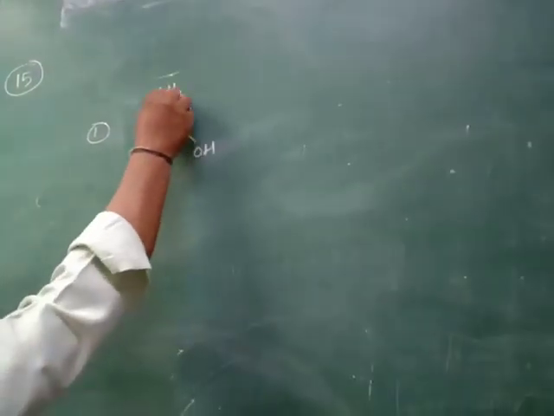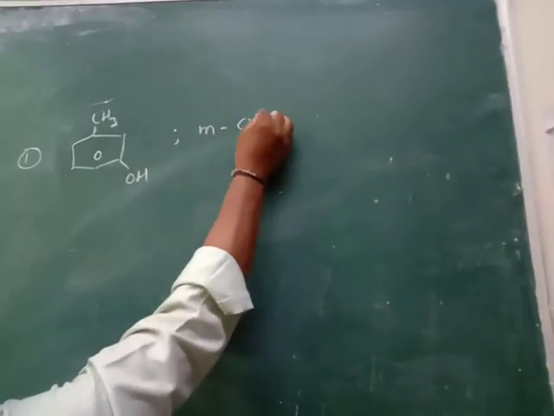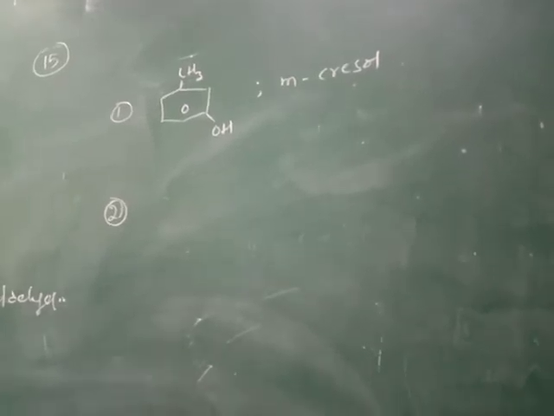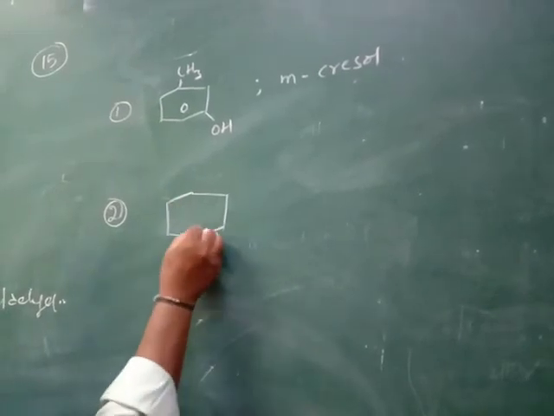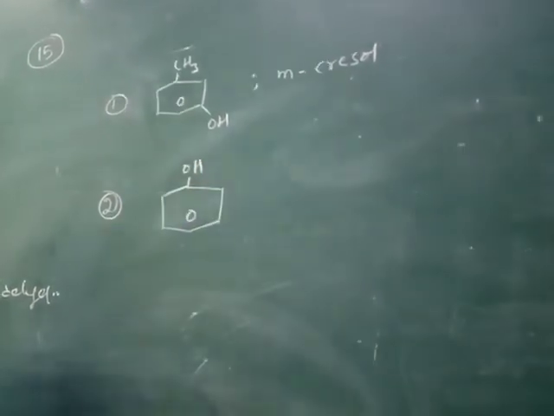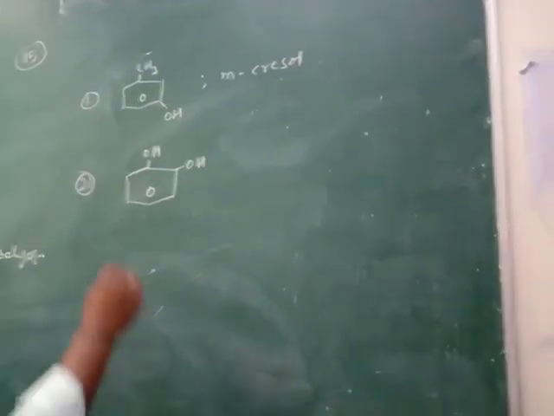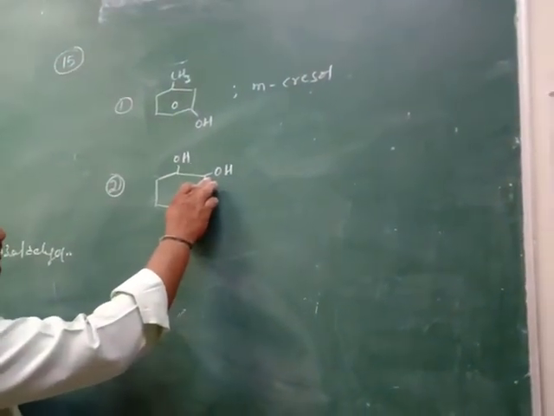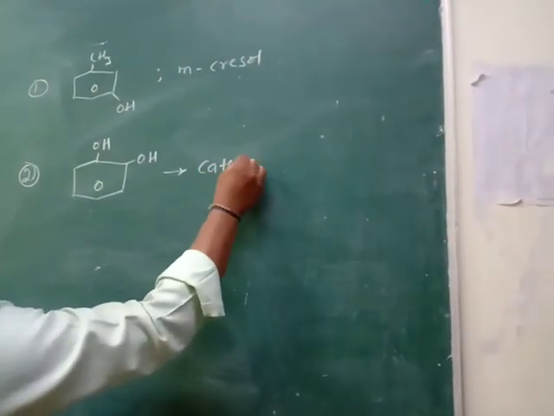So it is the ortho position, it is the meta position. The name of the compound is metacresol. Now the second one: two hydroxy groups are present on the benzene ring, OH and also OH. It is benzene-1,2-diol, which is simply catechol.